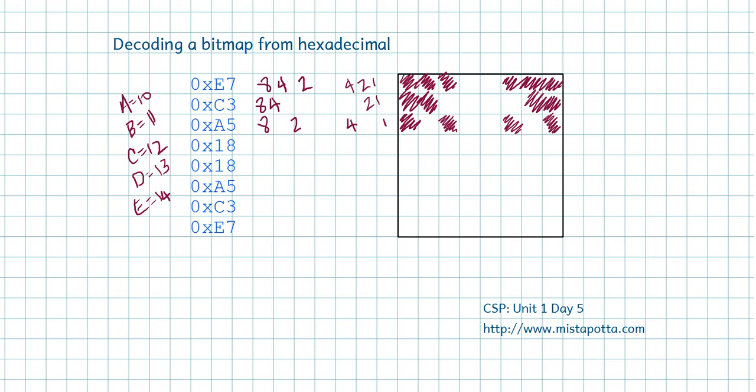Here I have 1, 8, so 1 is just going to be this bit. And 8 is just the 8, so that's going to be this bit. And I have a repeat, 1 and 8. I have a repeat of A5, which is this bit, and this bit, and this bit, and this bit. Then I've got C3, which is a repeat of the second row, which is the first two bits and the last two bits. And then I have E7, which is going to be a repeat of the first row. So I've got the first three bits and the last three bits.